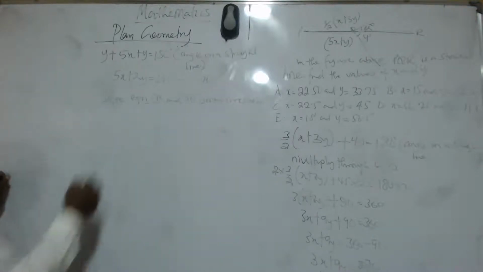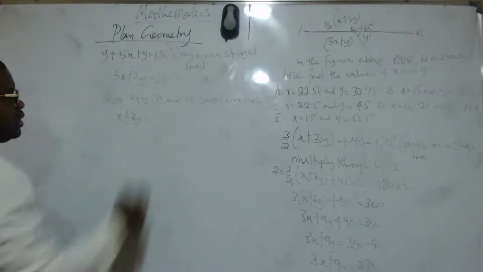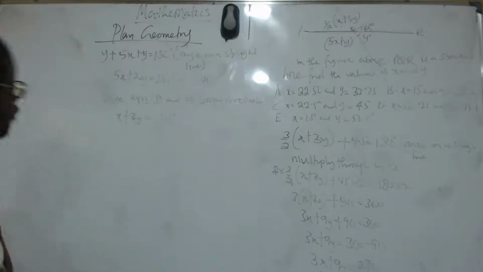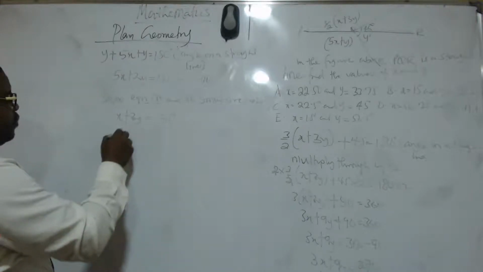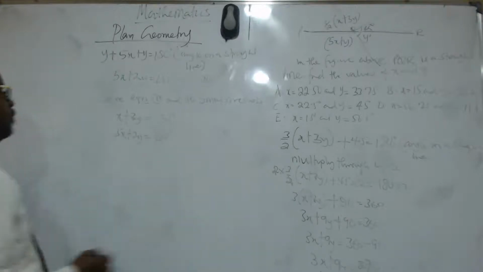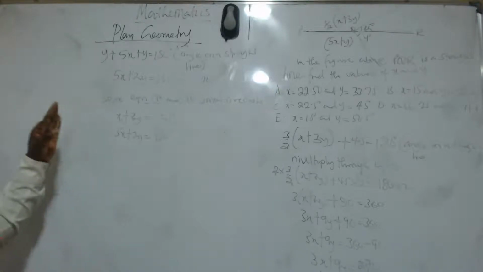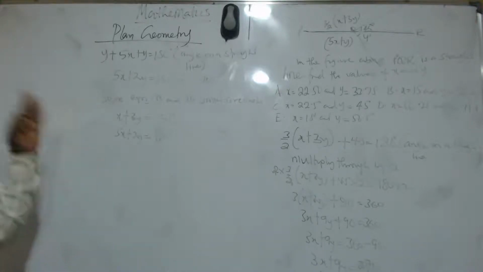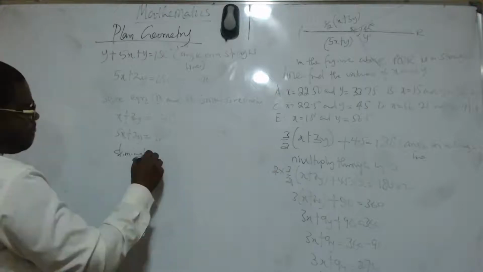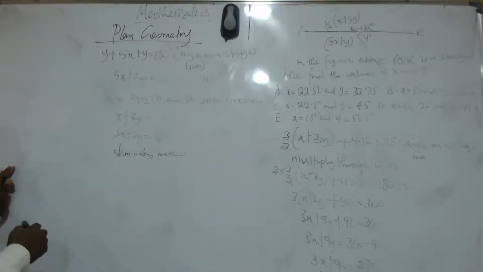So I'm going to have x plus 3y equals 90 degrees from equation 1, and 5x plus 2y equals 180 degrees. Methods: 1 by elimination method, 2 by substitution method, 3 by graphical method, 4 by determinant method. Now, how do I do?